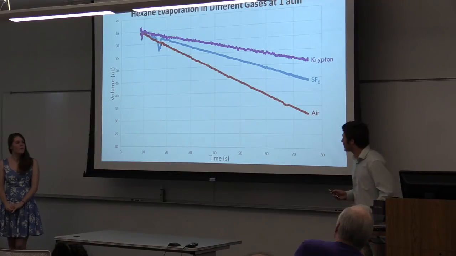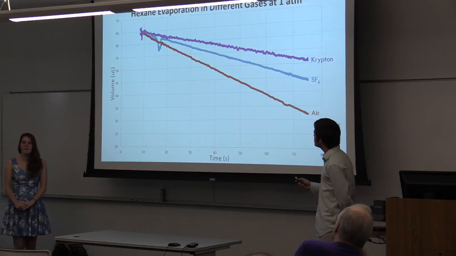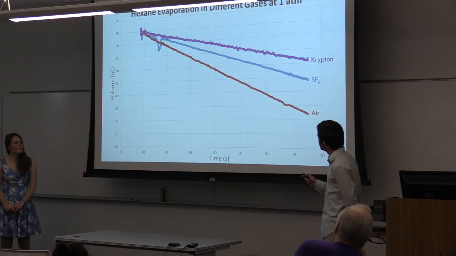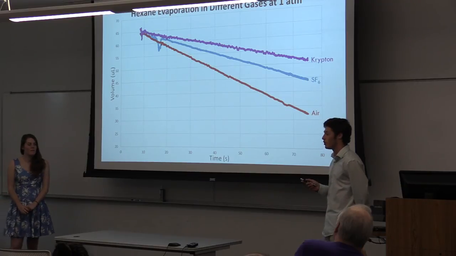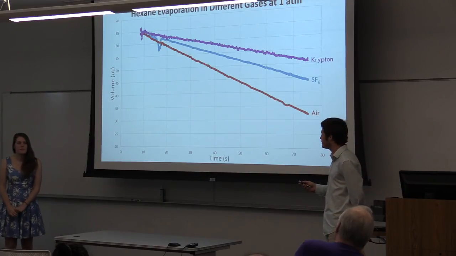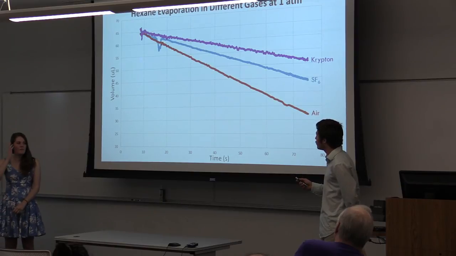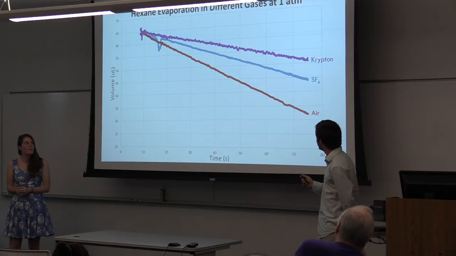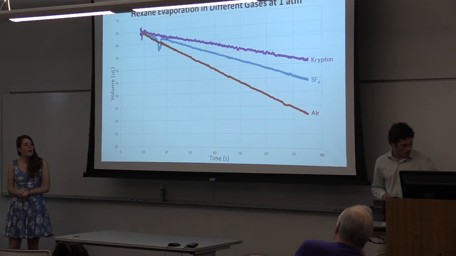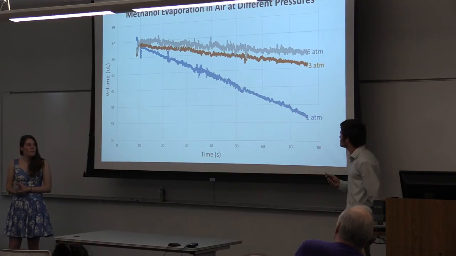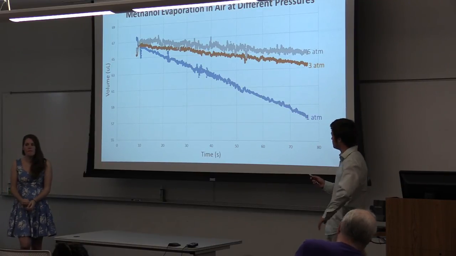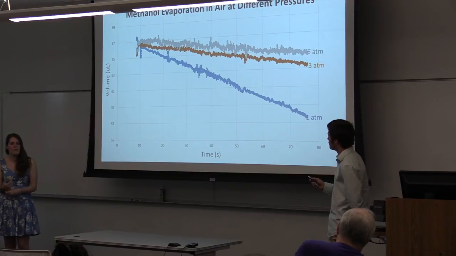So here's a volume versus time graph, and this is hexane evaporating in different gases. You'll see that the different slopes give different changes in volume over time. Multiply that by the density, and you get different evaporation rates. So we were correct that we could change the evaporation rate by changing the gases. And then we'll look at methanol, and we'll see that, yes, we were able to do the same thing with different pressures. Now, the important thing is the slope here. The less steep the slope, the slower the evaporation rate.